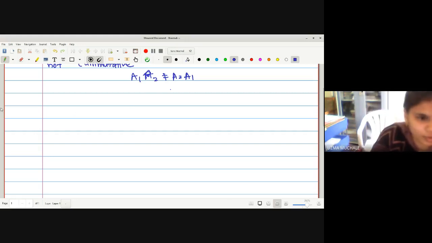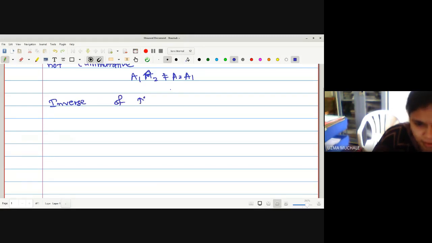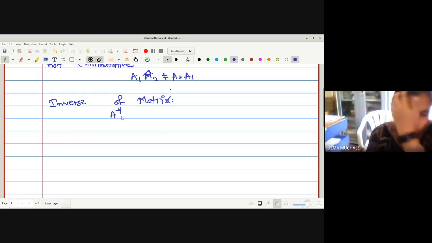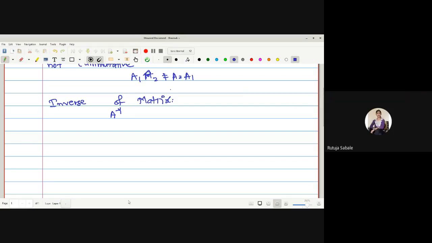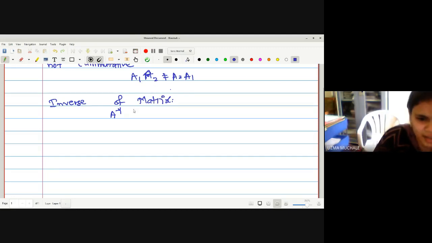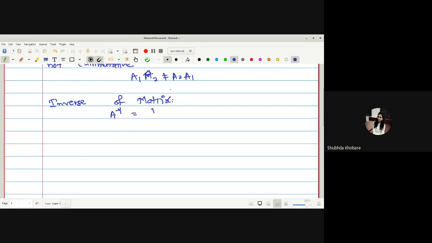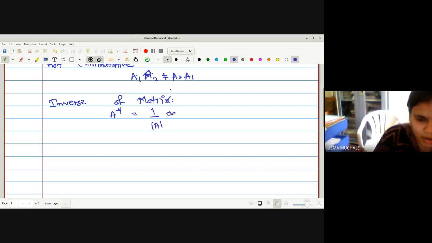Now let us go for the next point, that is how to find the inverse of a matrix. Can anyone tell me how to find the inverse of a matrix? How did you find the inverse of a matrix up to now? Minors, adjoint. After finding the adjoint, one upon determinant of A into the adjoint.